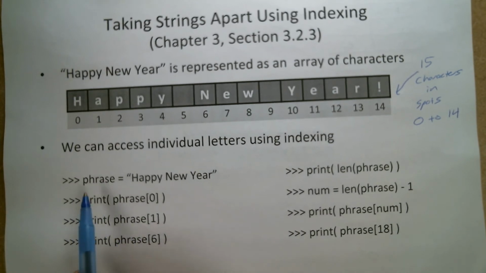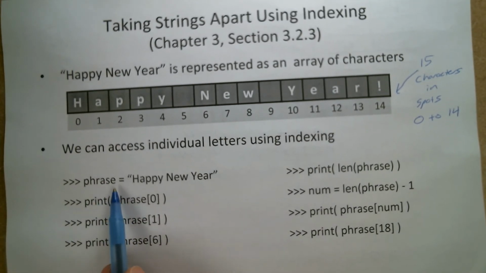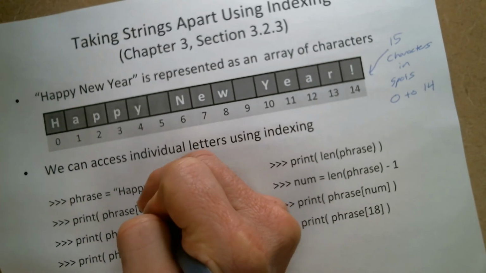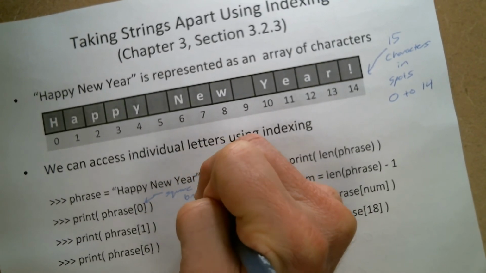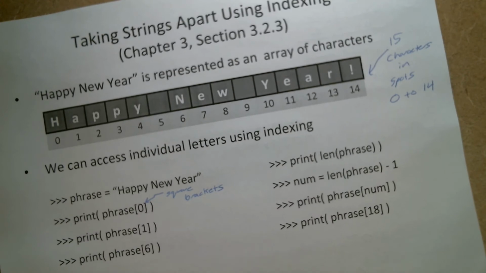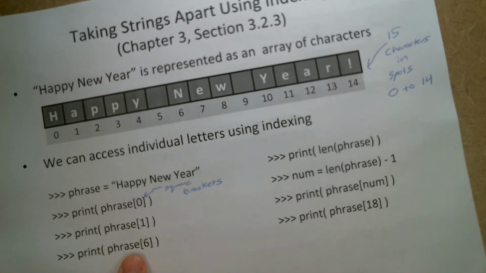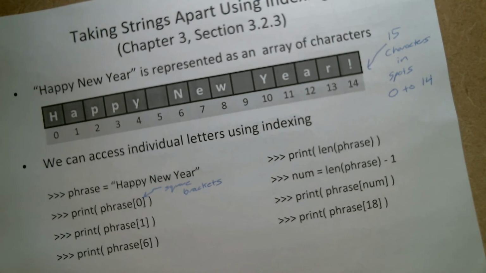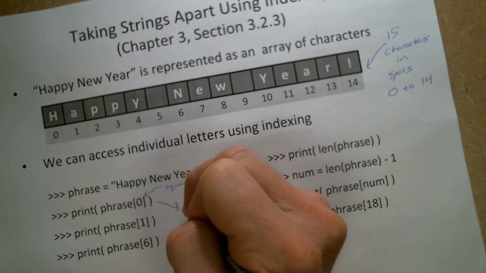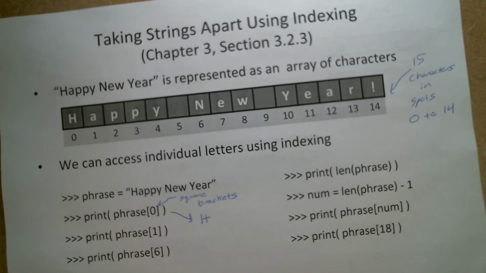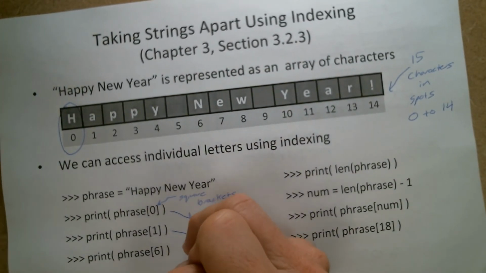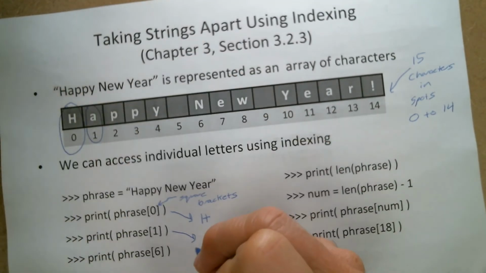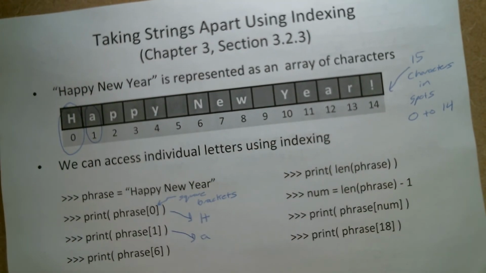So let's take a look at this. If we've got the phrase Happy New Year, and we say print phrase, and then notice the syntax: these are square brackets. They are not parentheses. They are not curly braces. They are square brackets. This is how we can access an individual character. This would print out an uppercase H because uppercase H is in spot 0. This would print out a lowercase a because it's in spot 1.